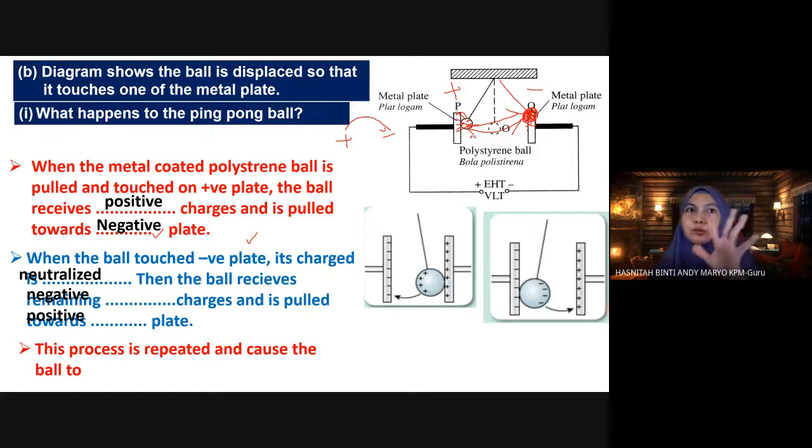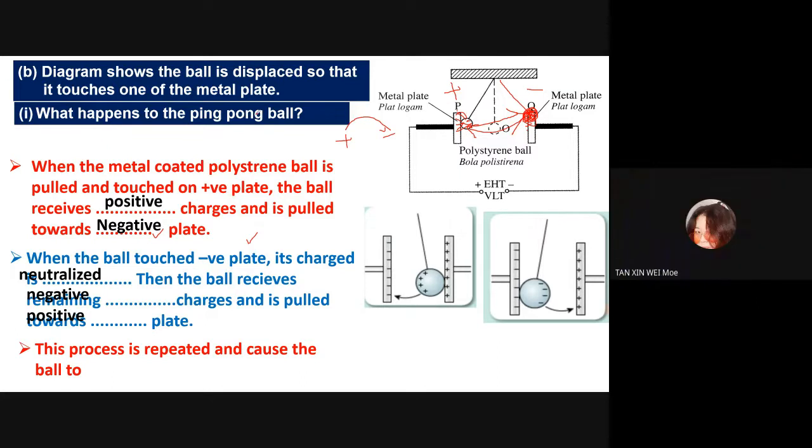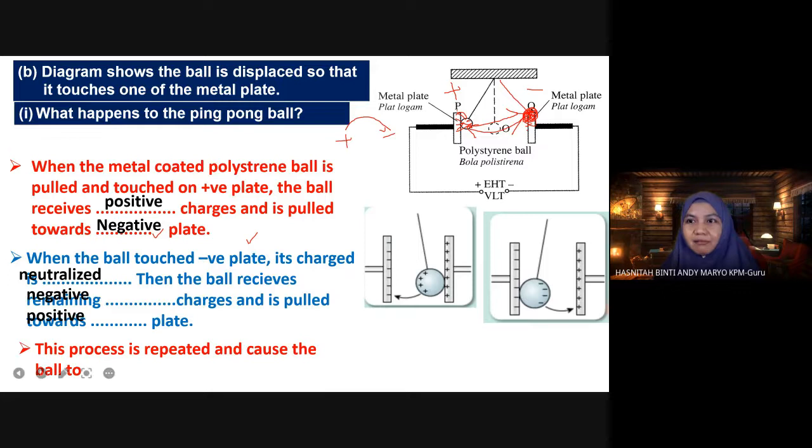This process continues until when, students? It will happen continuously until the switch is off. Yes, very good, until you switch off the power supply. This process repeats and causes the ball to oscillate between the two plates until we switch off the power supply.